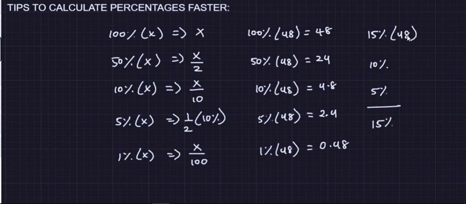So how will you find 10% of 48? Just 48 by 10, which is 4.8. 5% is half of 4.8, which would be 2.4. Adding them up, you will be getting 15% as 7.2. Let's take some more examples by using some random numbers to understand these things.